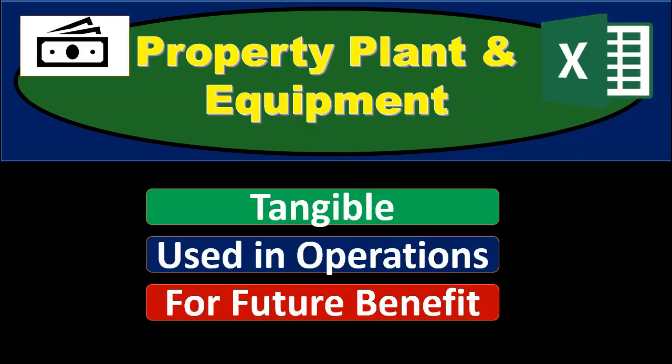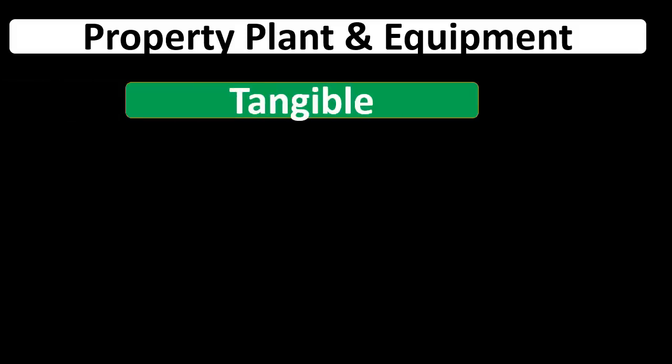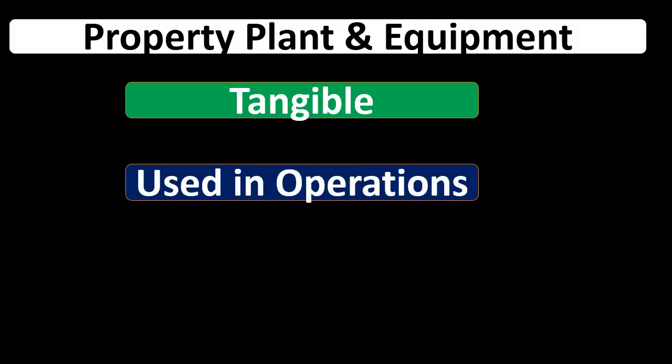In this presentation, we will discuss property, plant, and equipment. Note that property, plant, and equipment may be called plant assets or depreciable assets, and property, plant, and equipment will include things that are tangible. Tangible meaning we can actually touch them. They're things that are physical, tangible, we can move them around typically. They're going to be used in the operations.